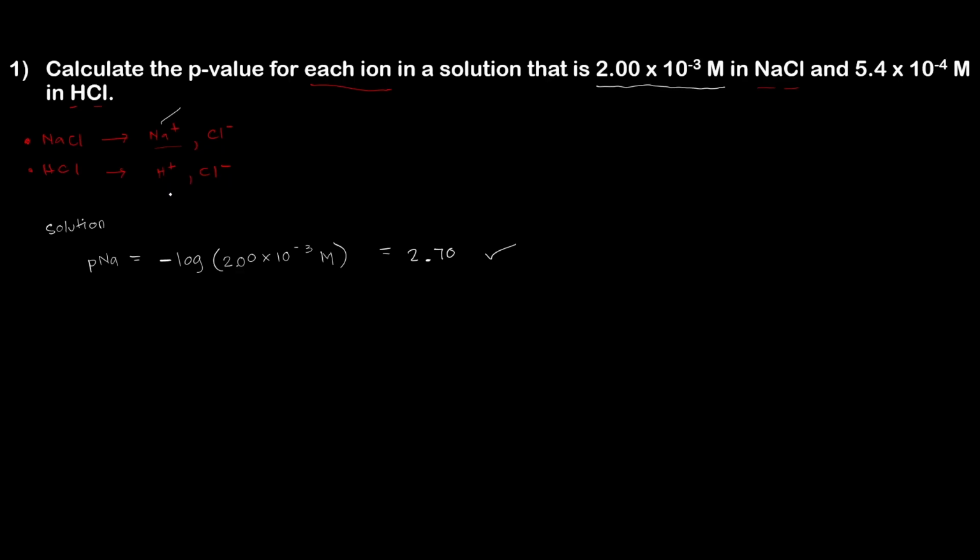Now let's jump to H plus. Let's calculate the last one, Cl minus, because this will be a more difficult way of solving since, as you can see here, they have a common ion. NaCl has a Cl minus as well as HCl has a Cl minus ion. Let's start with the easier one. For H plus, that is pH. So where can we find the concentration of H plus in HCl? That's the one containing H, with the concentration 5.4 times 10 to the negative 4.